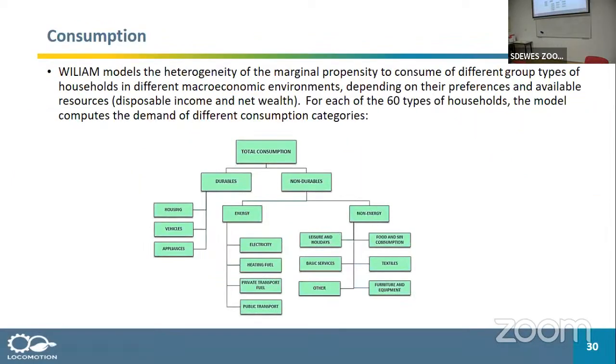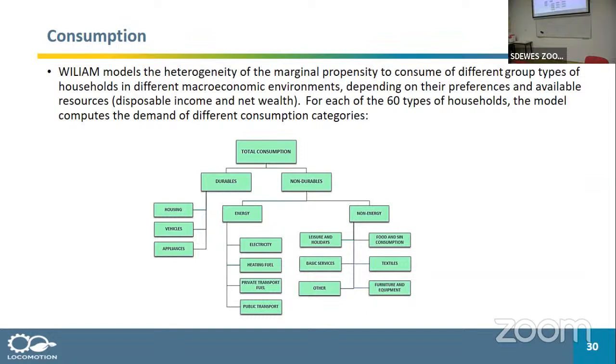Okay. So this is basically the structure of the consumption model of William. First, each household decides how much they are going to consume, of durables and non-durables, depending on the income and wealth of each specific type of household. For the durables, they decide whether they are spending on housing, vehicles, and appliances. Housing is linked to the financial model.